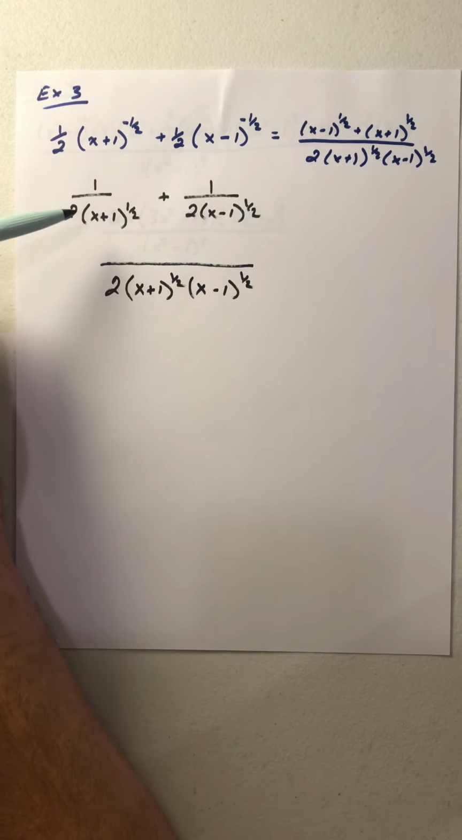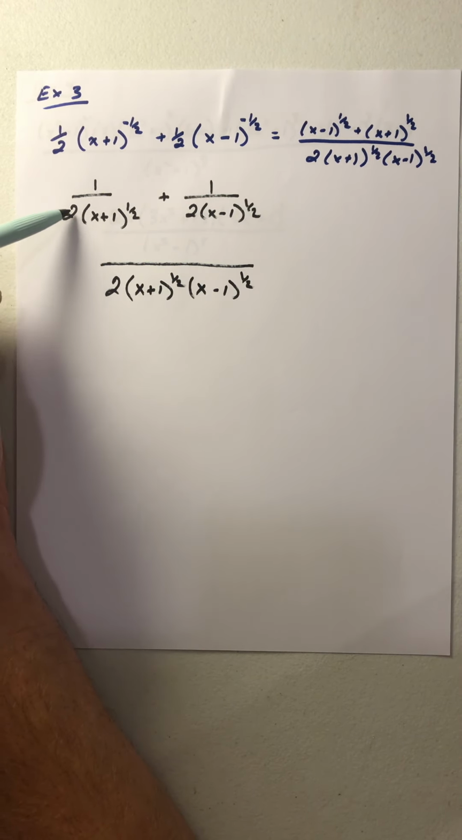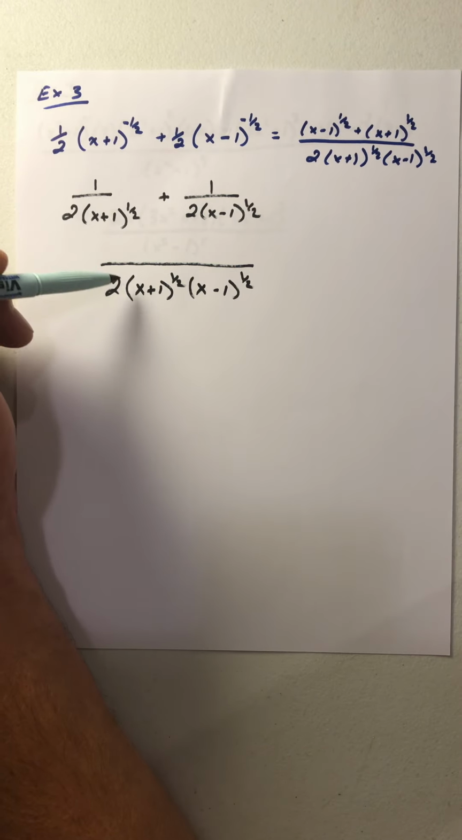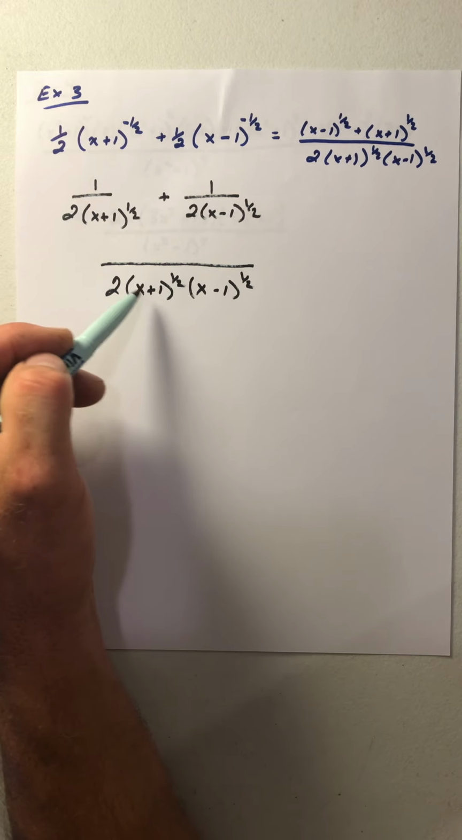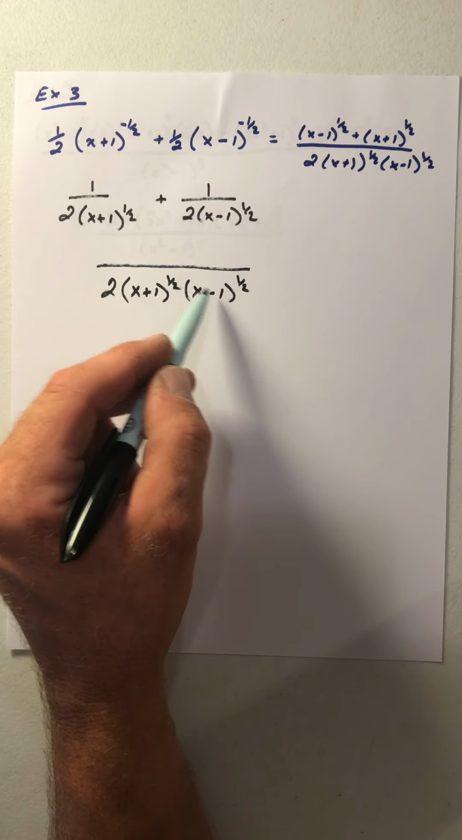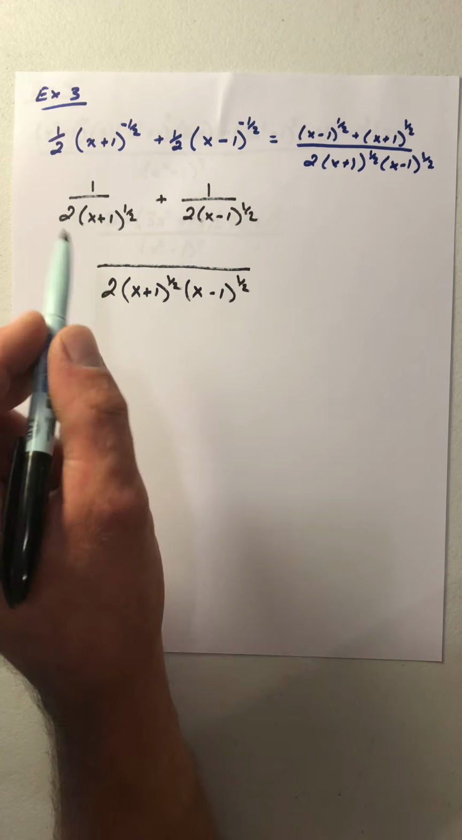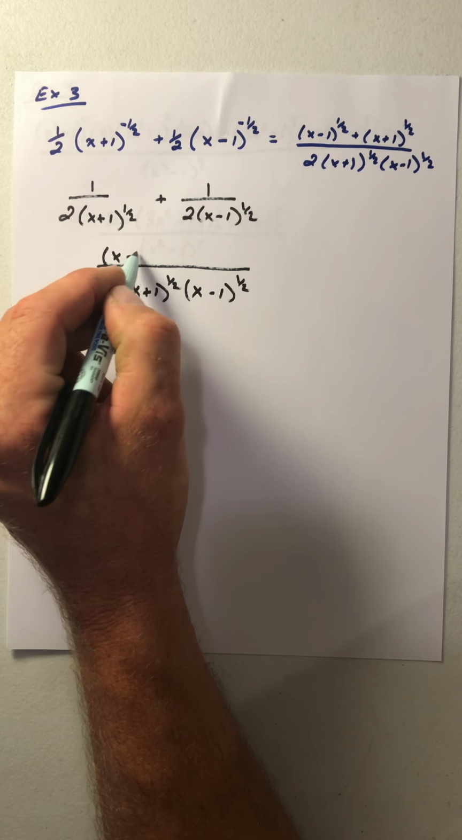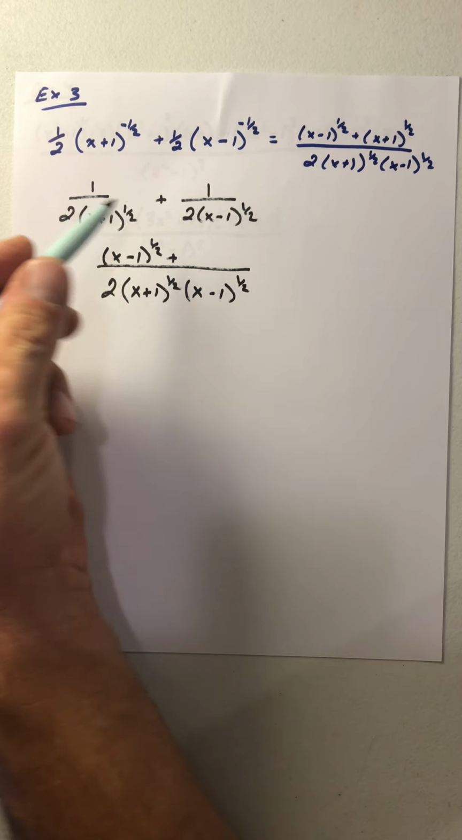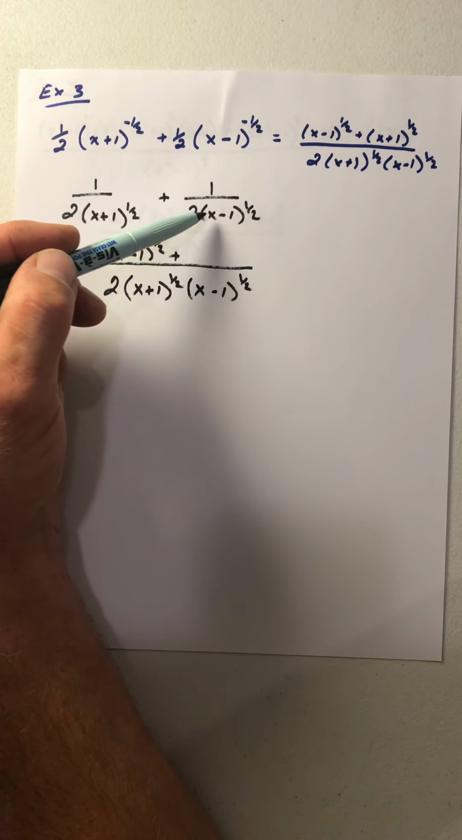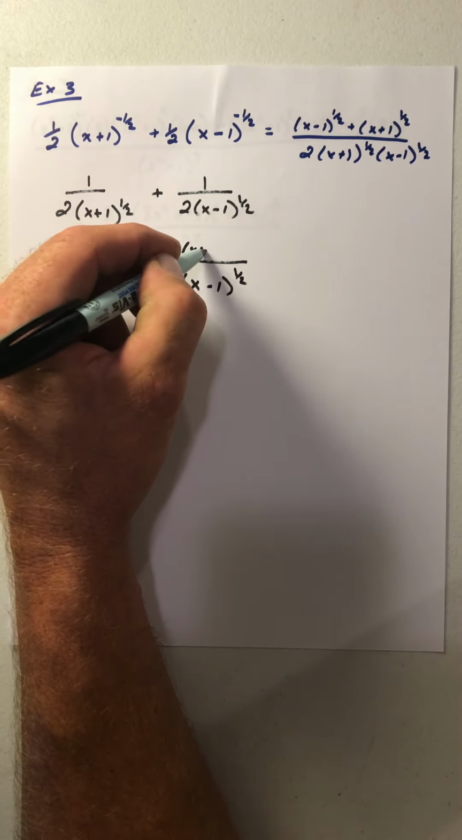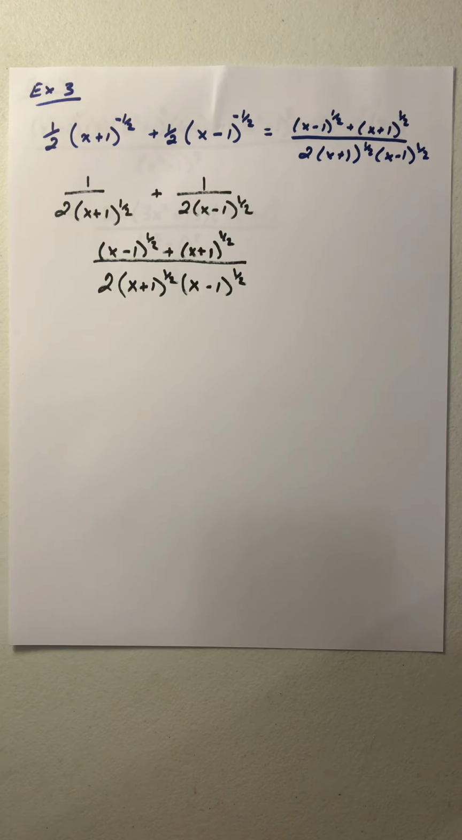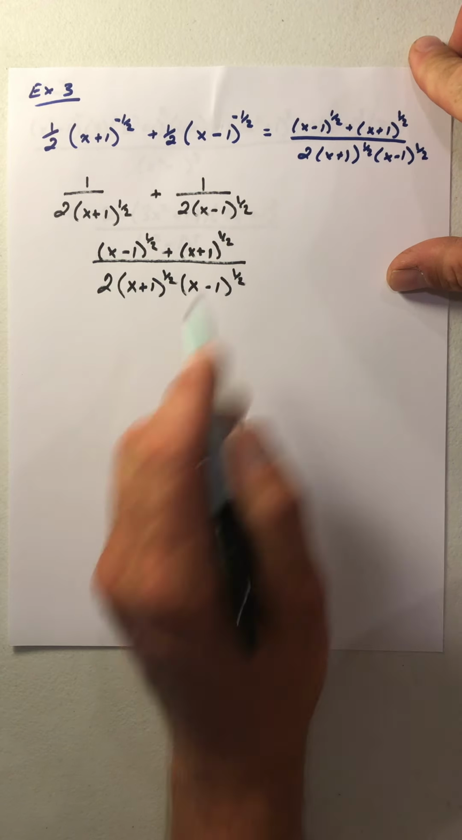So my numerator, again, remember we're looking to see what this denominator needs to make it look like the common denominator. So I have a 2, I have an x plus 1 to the 1 half. I need an x minus 1 to the 1 half, so I'm going to multiply that to the top. On the right side, I have 2 and an x minus 1 to the 1 half. I need an x plus 1 to the 1 half. And lo and behold, there we go, we got it. Done problem. Exactly the same.